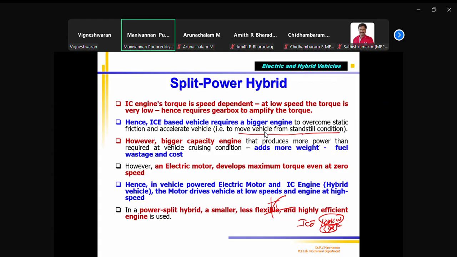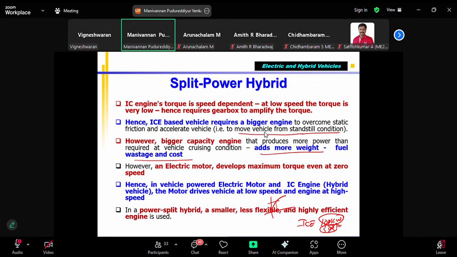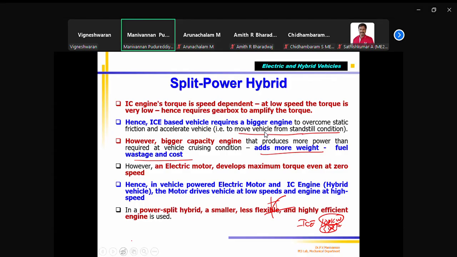A bigger engine capacity produces more torque, but it adds weight and unnecessarily wastes fuel. That is why you are forced to use the gearbox. Whatever is needed at mid throttle or full throttle condition, 100 kilowatt is sufficient, but the torque of a 100 kilowatt engine at low speed is not sufficient. That's why you put in a gearbox. The gearbox is added weight, as we already saw. So that's why we are going for electric vehicles or hybrid vehicles.